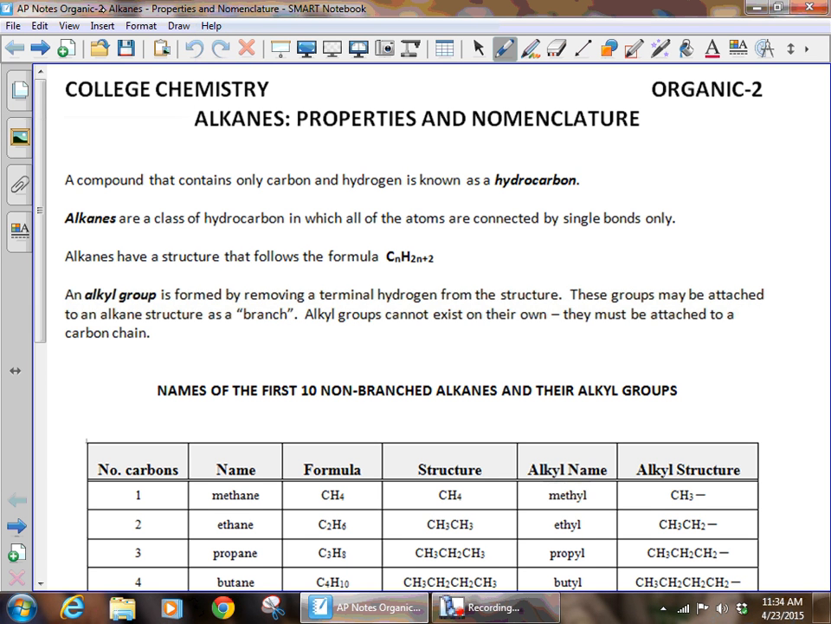Today we're going to look at a certain group of chemicals in organic chemistry called the alkanes. Alkanes we have mentioned before when we were looking at structure. Alkanes always have the structure CnH2n+2. So if you know how many carbons there are in the compound, you simply multiply that by 2 and then add 2 to get the number of hydrogens.